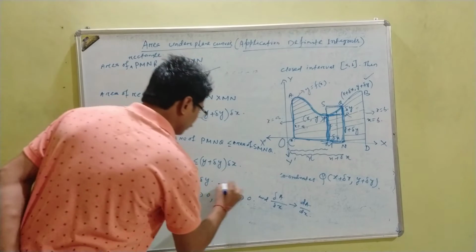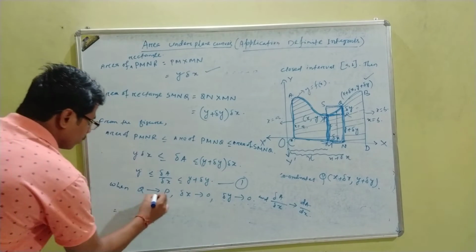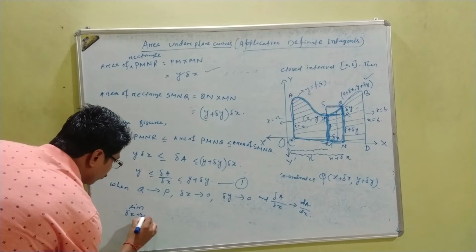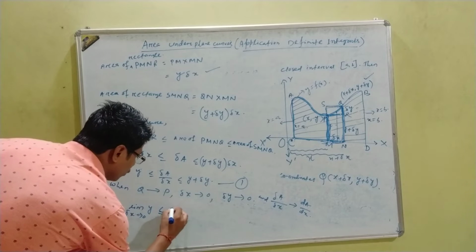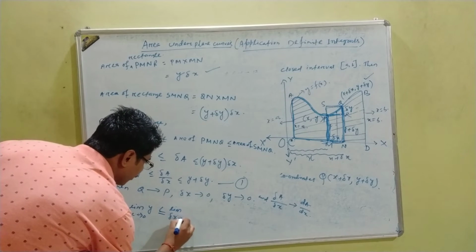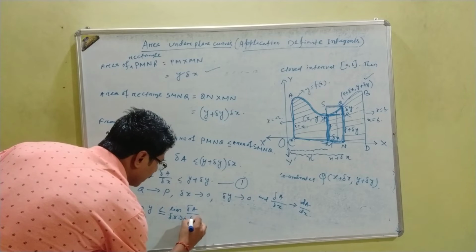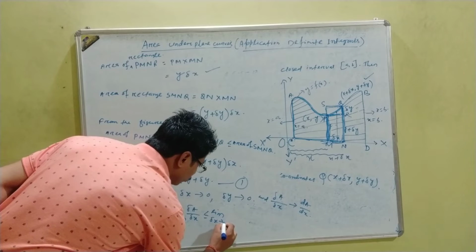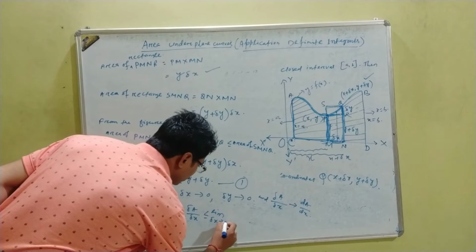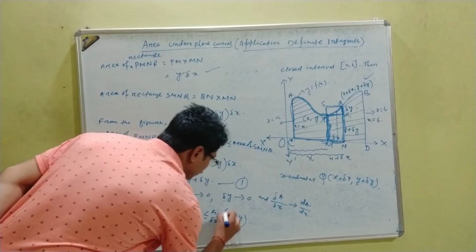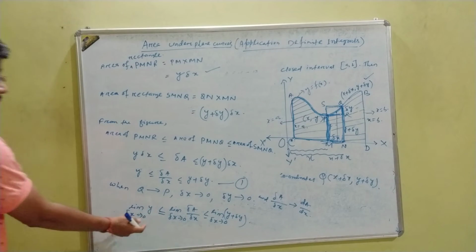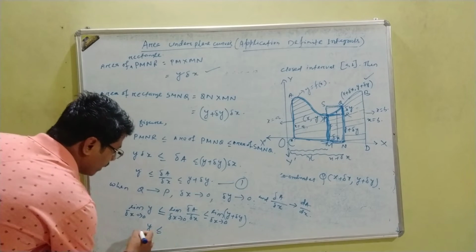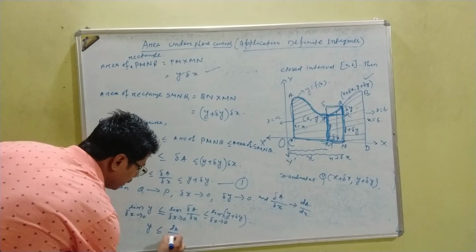Then, calling this 1, the limit as delta x tends to 0 of y is less than or equal to the limit of delta A by delta x, less than or equal to the limit of y plus delta y. This is not including the variable, so it can be written as y, and this is dA by dx.